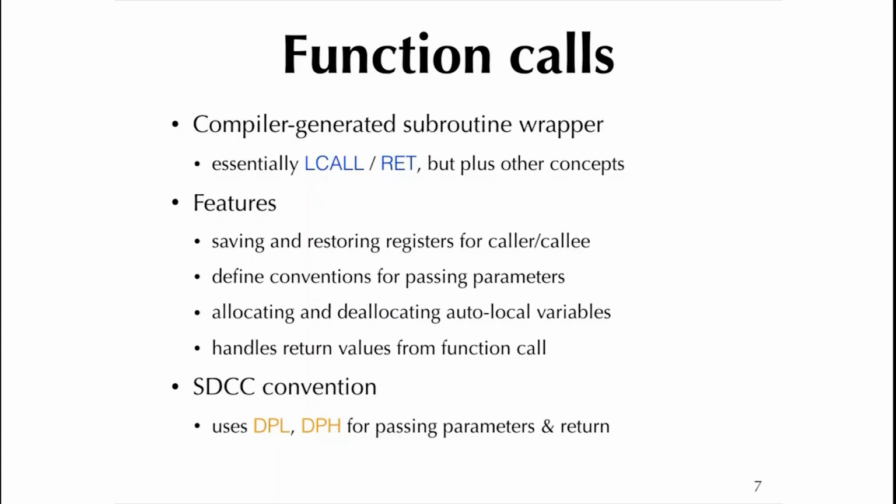And in SDCC, it uses DPL, DPH for passing parameters and return. You just gotta read their rationale, but I think it's not bad. It's practical. Other compilers can use different conventions. So I've seen other compilers like Keil and, what is it? So there are a few compilers. They do different things, but some are smarter than others.